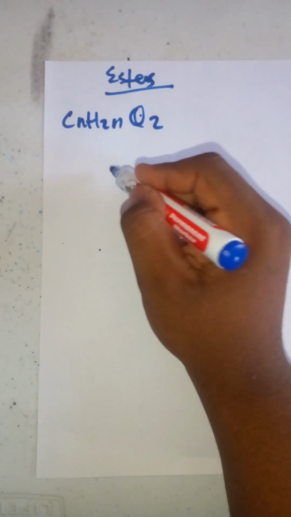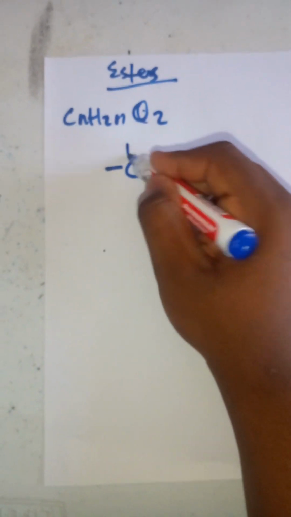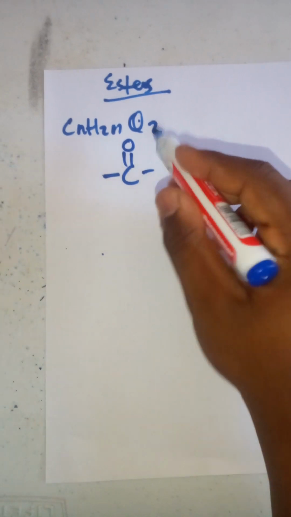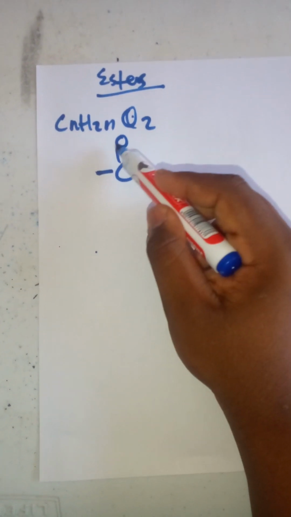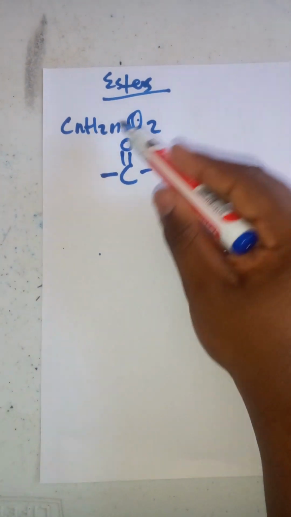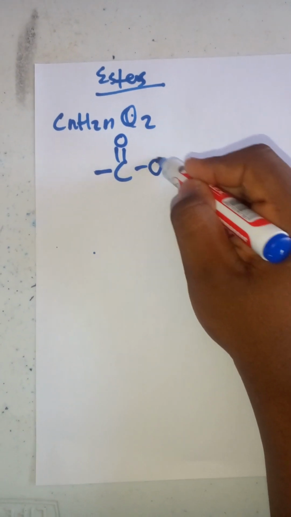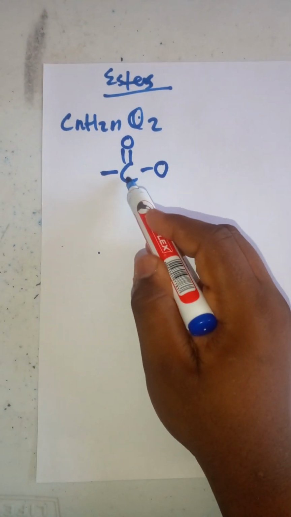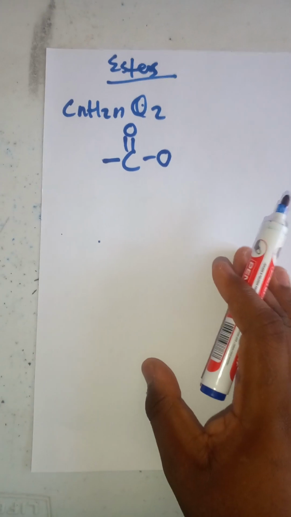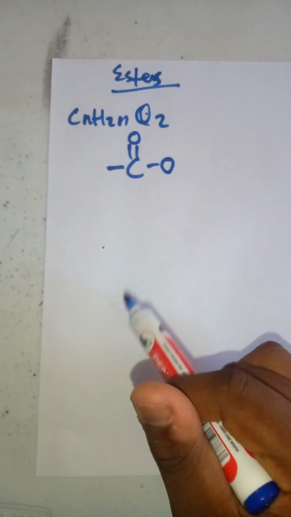So now this is what you have. I'm gonna give you a structure. This one is a carbonyl. You know it from ketones, right? But this time around, it is a carbonyl whereby there is an oxygen attached to the very same carbon atom. Okay, so now that is how it is.